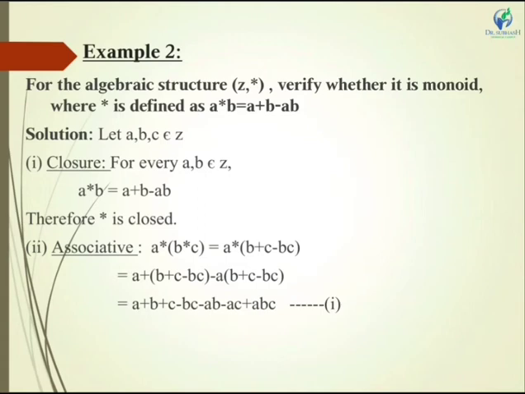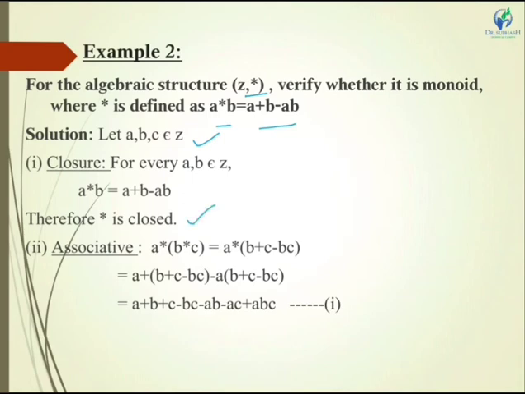Example 2. Now here our algebraic structure is (Z, *) and * is defined by a * b = a + b - ab. We will see whether it is a monoid or not. So first we need to take three elements from Z. We know that Z is a set of integers. Now first is closure. This is obvious. After taking any two integers, the resultant answer will also be an integer. So we can say that * is closed.